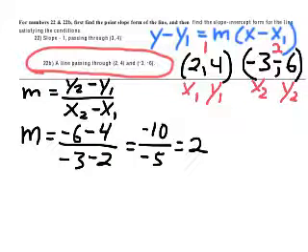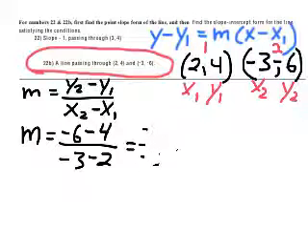Let's see if we have room for everything. I think I'm going to erase some of this if I can. Oh, I can.